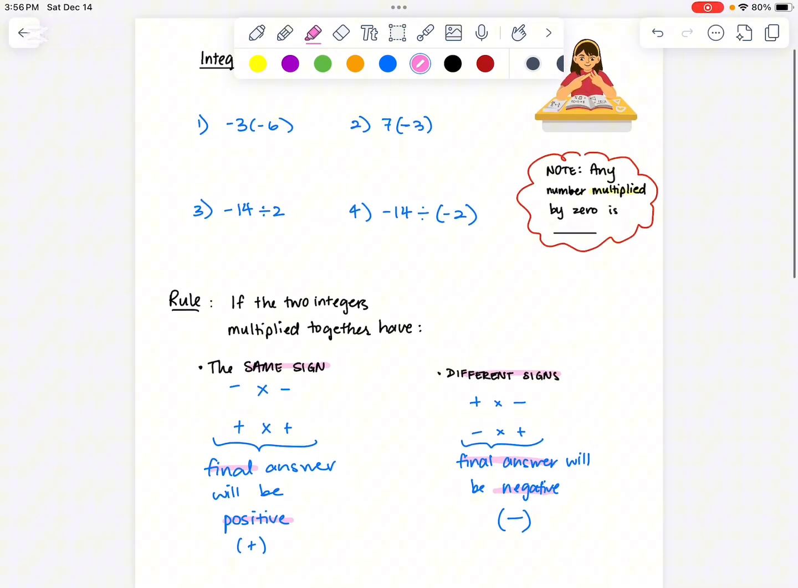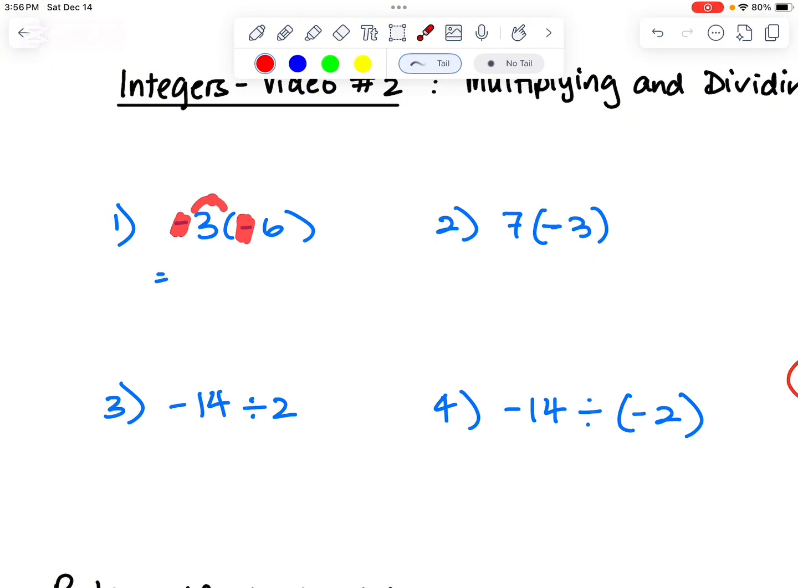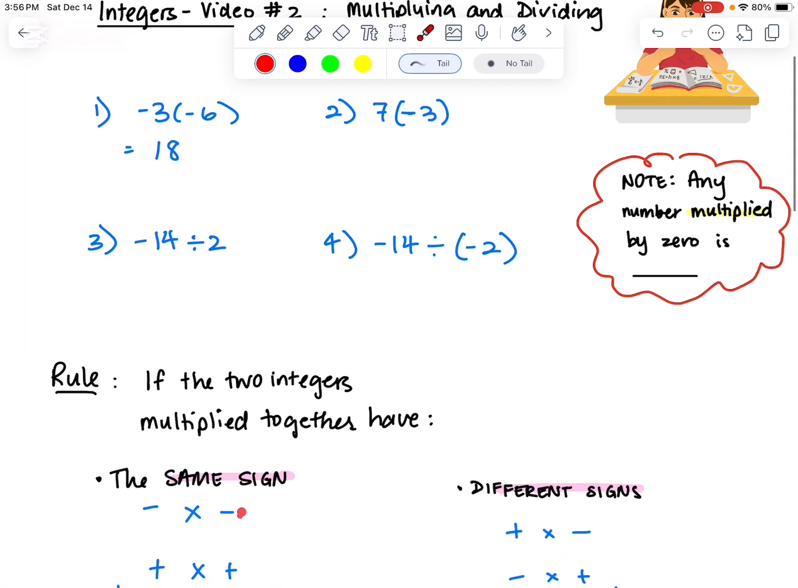So in other words, when I'm doing questions like 1 and 2, I can figure out the number part and ignore these signs. So for example, imagine I was just looking at 3 times 6. Well, 3 times 6, according to our mental math, is going to be 18. But then what do I do with these two symbols? Well, both symbols are the same sign, which means my final answer is going to be a positive. Now, we usually don't have to write the positive, but I'm going to write that there just for emphasis.